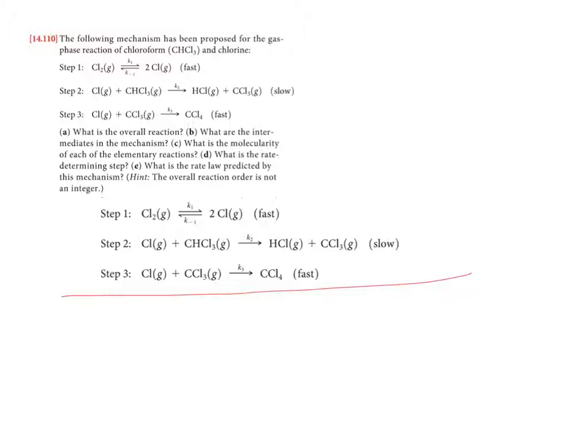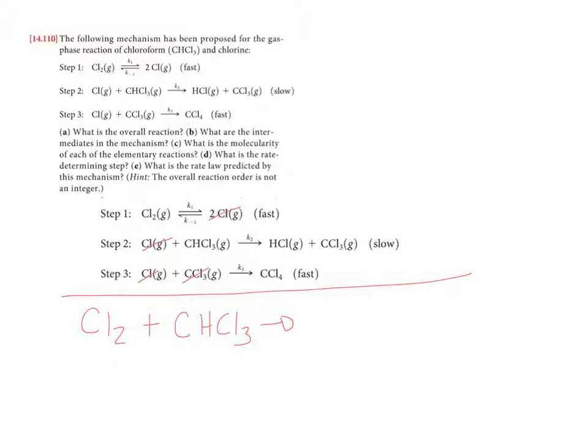So this is problem 110 from chapter 14. It's one of those problems in brackets which indicates that it's supposed to be challenging, but I think this one's kind of straightforward. Part A, we're looking for the overall reaction, so we need to add up steps 1, 2, and 3. You can see that I've crossed out the intermediates, and hopefully what's left gives us the overall reaction.